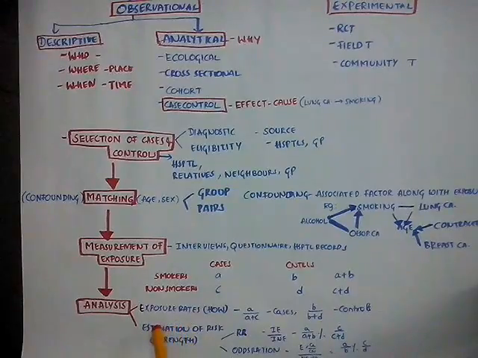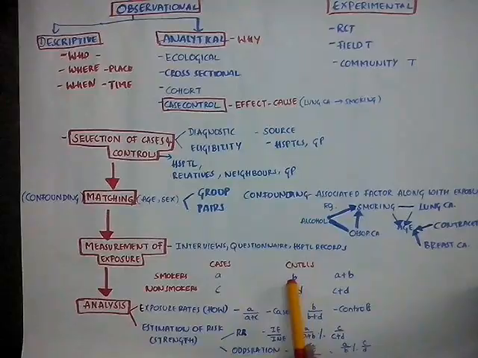We have to analyze how much the case is exposed and how much risk is associated between the exposure factor and the disease. Here, exposure rate is how much the case is exposed to that risk factor or the associated factor. That is A by A plus C in the case of cases: total number of smokers by total number of cases, that is, those exposed to total number of cases. Whereas in controls, it is total number of exposed controls by total number of controls. This is the exposure rate.